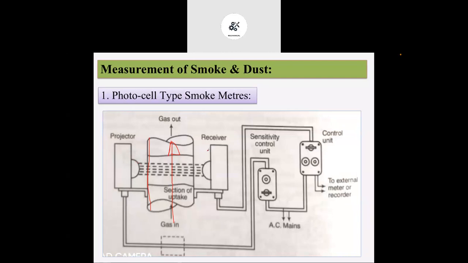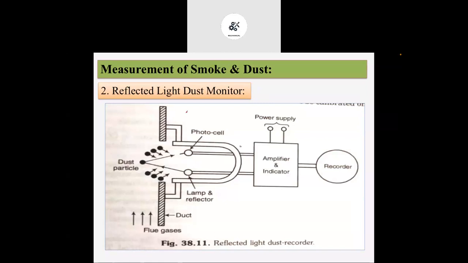Now, the major problem for this particular smoke meter is that after some time, the glass cover present on the projector and the glass cover present on the receiver will go dull. Some smoke or dust particles will be deposited on the glass cover, and that will cause a miscalculation, or the measurement will be wrong. Now, to avoid this problem, we can use this reflected light dust monitor.